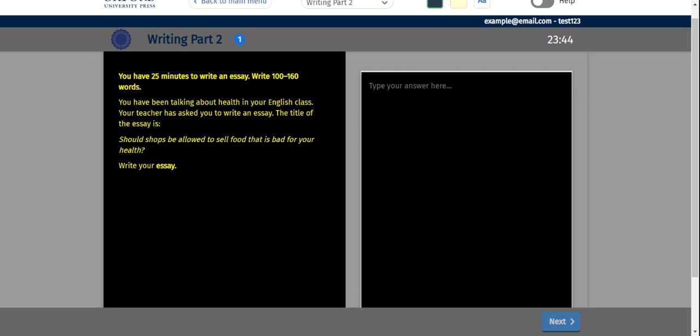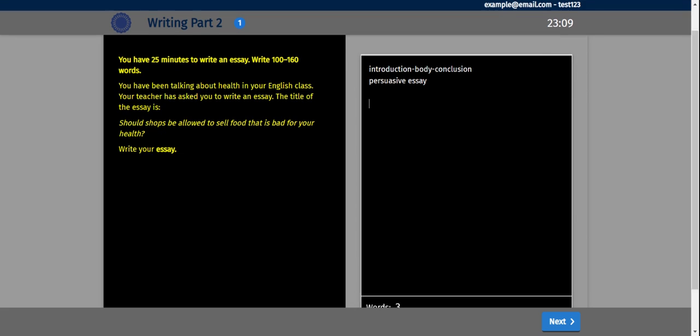So, with that said, right writers, I want you to keep in mind that we definitely want to make sure that we have an introduction, a body paragraph, and a conclusion. So that is definitely important in structuring this essay because really that's what makes an essay an essay. Also, we want to keep in mind that this is a persuasive essay and that we must take a position. And we should write this essay within 100 to 160 words.